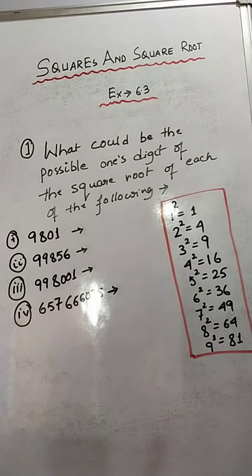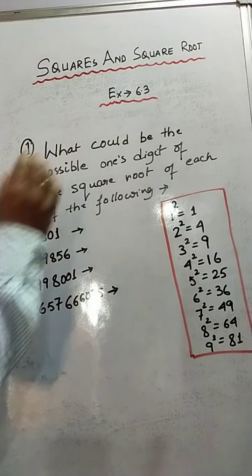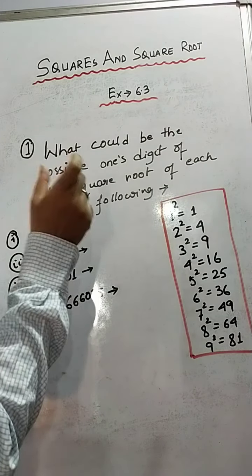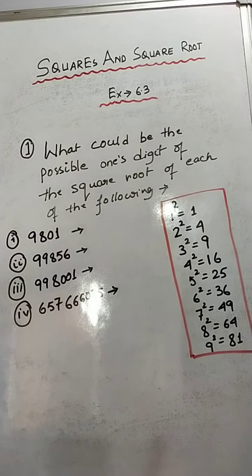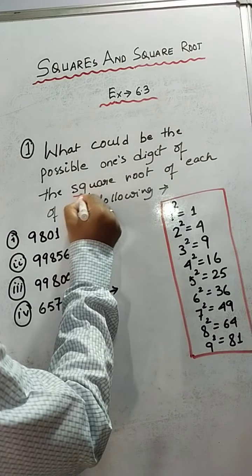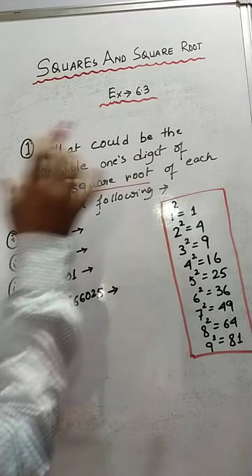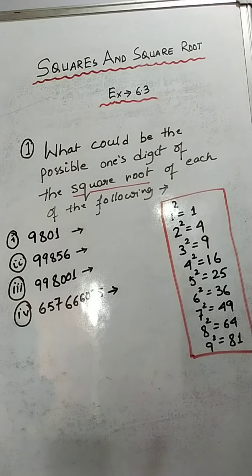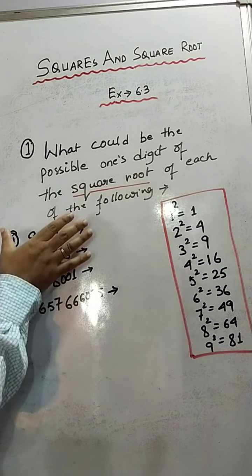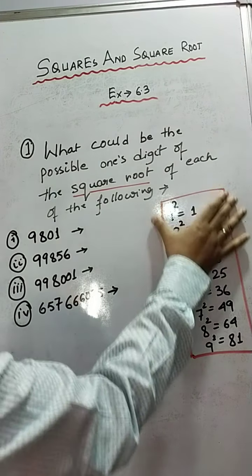Students, now in this session I will explain question number 1 and 2 of exercise 6.3, chapter Squares and Square Roots. Now question number 1: what could be the possible one's digit of the square root? Now again we have a new word here, that is square root. First of all we have to understand what the term square root means. Before we get on with this particular sum, we have to understand this thing.